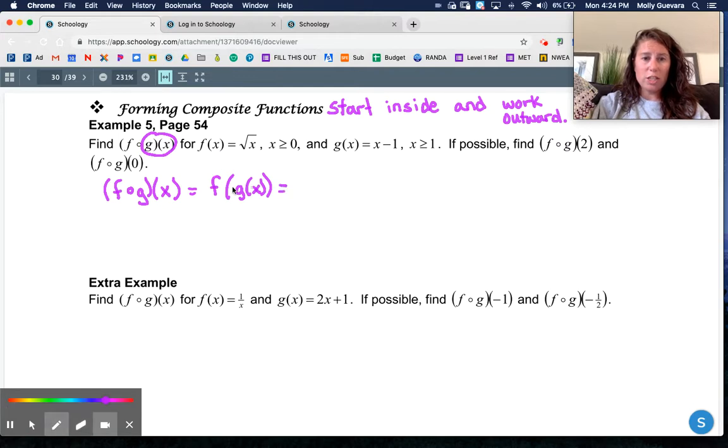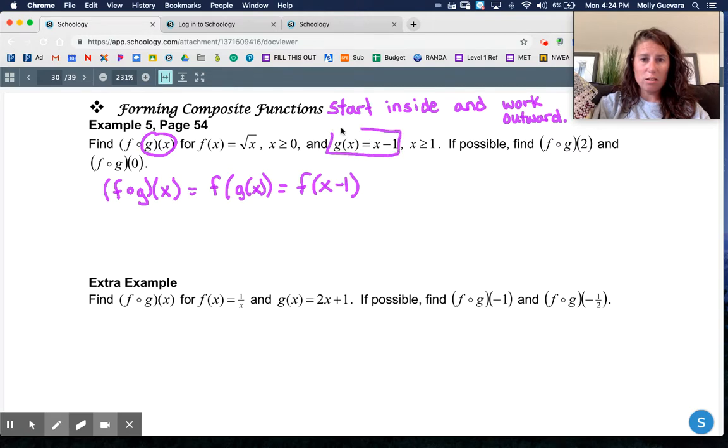Okay, well g of x in this case is x minus 1. So this is really f of x minus 1, right? So I took my g of x function and I plugged it in right there to get f of x minus 1. Now this means in the f function, whenever I see an x in my f function, I'm going to change it to x minus 1. So here I get the square root of, instead of x, it's x minus 1.